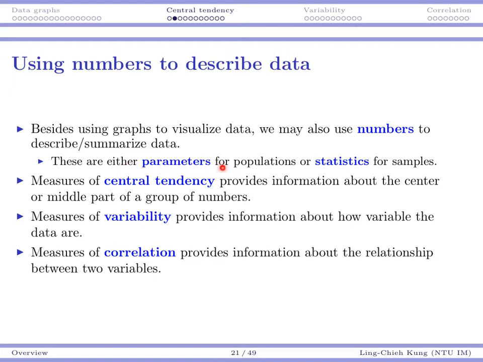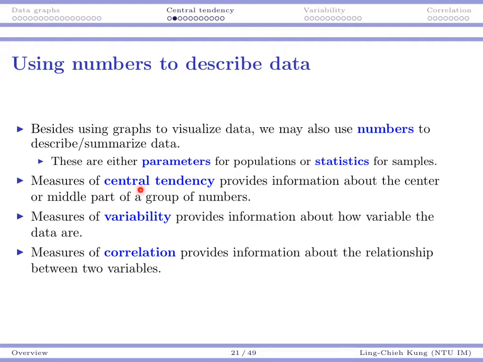These numbers may either be parameters for populations or statistics for samples. If you can get the whole population data, you can calculate those parameters directly through the formulas we are going to give you later. Or if you only have samples, you may also use formulas to calculate statistics. For all the concepts, terminologies, or measurements that we're going to share with you, we have a version for parameters and another version for statistics. Sometimes the formula will be the same, sometimes different. We're going to see that.